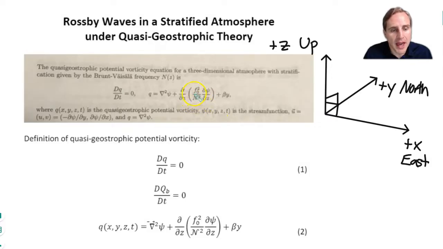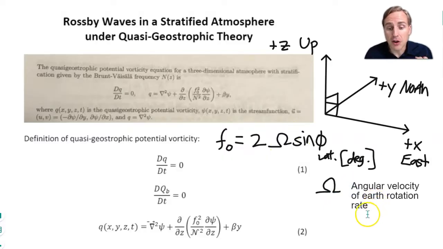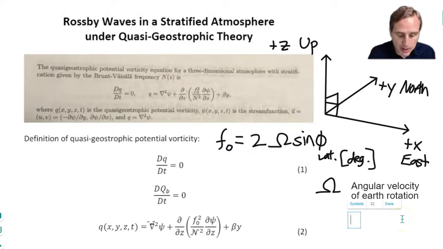Also note that f is what we call the Coriolis parameter. So f naught means constant, nearly constant on this beta plane. f naught is going to be 2 omega sine phi. And phi is going to be the latitude. That's typically going to be in degrees. Capital Omega here is going to be the Earth rotation rate, so the angular velocity of the Earth's rotation. And that would be in units of radians per second.